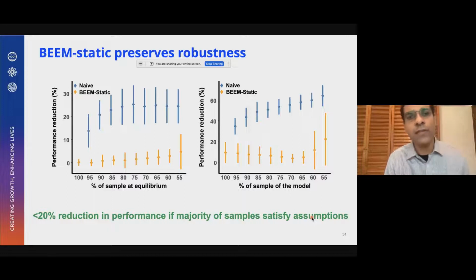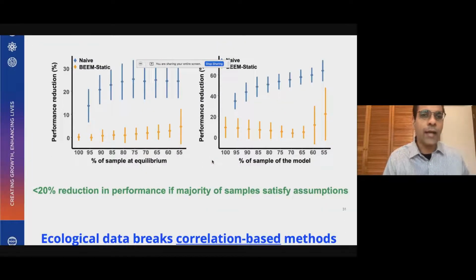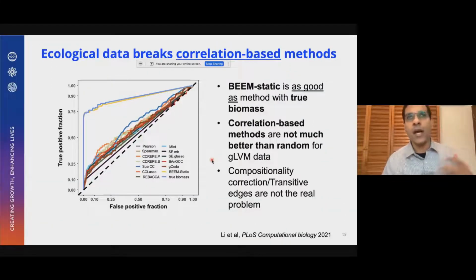When the sample is not even from the model, which is what we simulated on the right here, again, BEEM-Static shows substantial robustness, though at 55% of samples not being from the model, we start suffering, but it's still quite better than a naive approach where the error can go up to 60% reduction in performance. So we think this is still a useful approach even when some of your data is not from the model. And by learning the model and seeing how good it fits the data that you think is from the model, it gives you a sense of how useful the model would be.